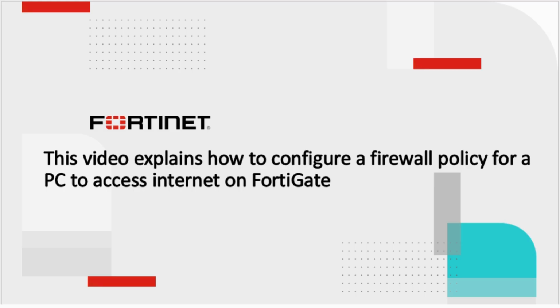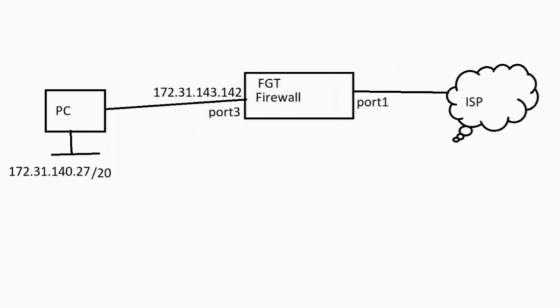This video explains how to configure a firewall policy for a PC to access internet on FortiGate. The shown topology is used in this video where the gateway of the PC is firewall interface port 3 and ISP is directly connected to FortiGate.